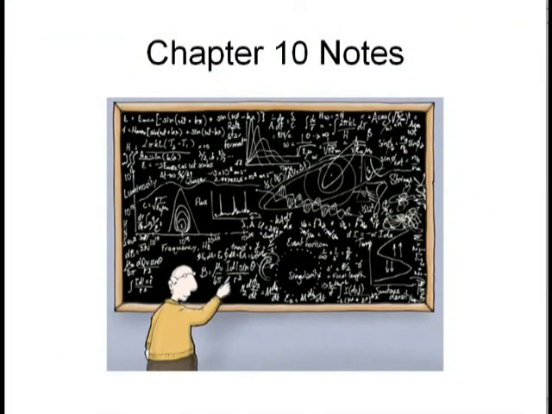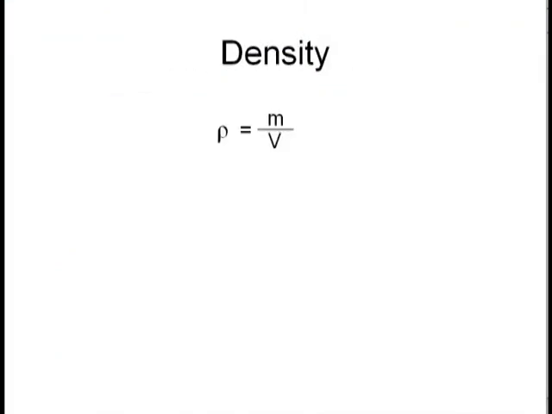Chapter 10 Notes. Remembering from middle school, density is mass divided by volume. In physics, this is the symbol for density. It's a Greek letter rho. And usually when we use this formula, we use it as a substitution for mass. If you don't know the mass, density is something we can look up, and volume is usually something you can measure or will be given.